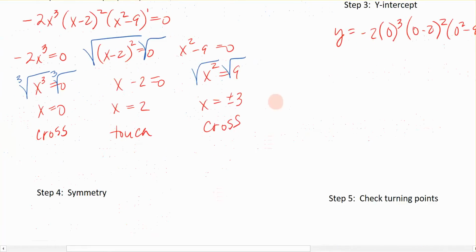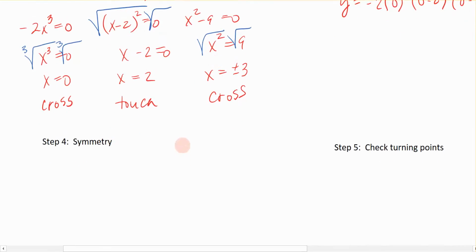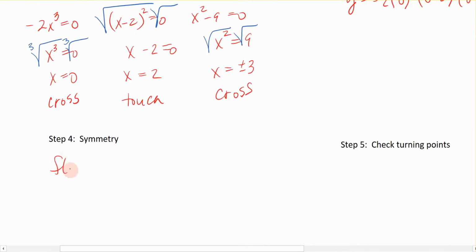Now let's talk symmetry. Talking about my polynomial again, I'm going to rewrite the polynomial for us down here. It is negative 2x cubed times (x minus 2) squared times (x squared minus 9).